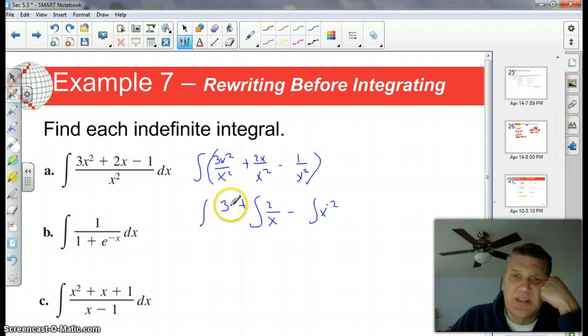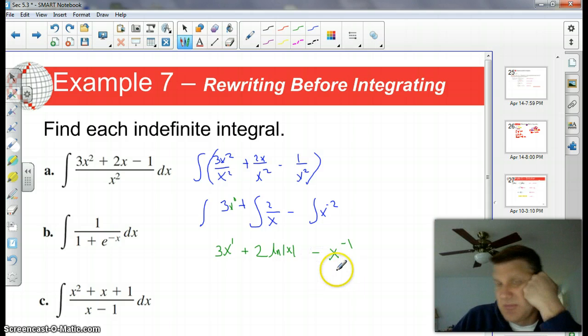Let's see what we can do here. This is really an x to the 0 now. I'll increase this by 1. That's the integral rule. So it becomes x to the first. I'll divide by the 1 and multiply by the 3. This one I'm going to have to use my log rule. 2 is a constant. It comes out front. The integral of 1 over x is the ln of x. And for this last one, if I increase this exponent by 1, it becomes x to the negative first, divided by negative 1, I'll just say minus, plus c.